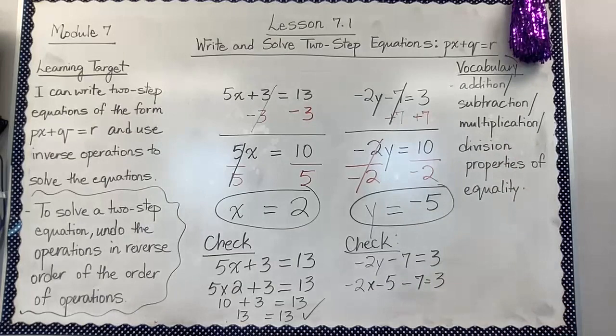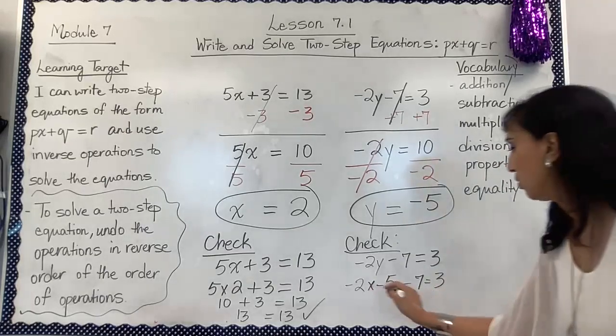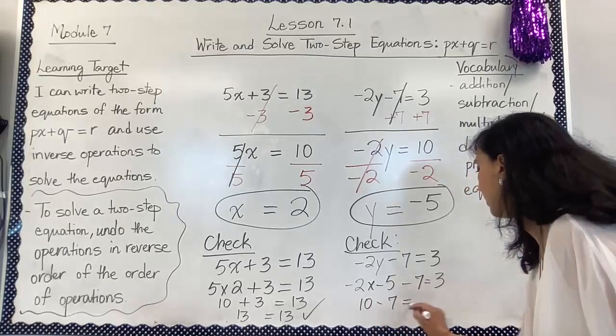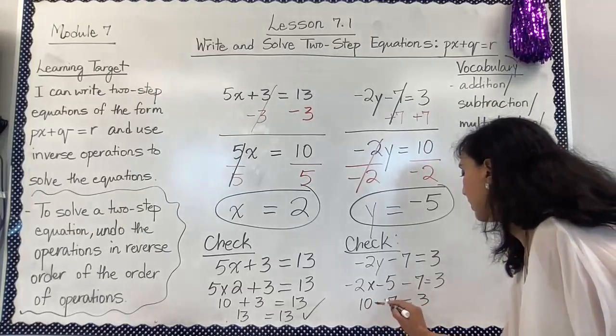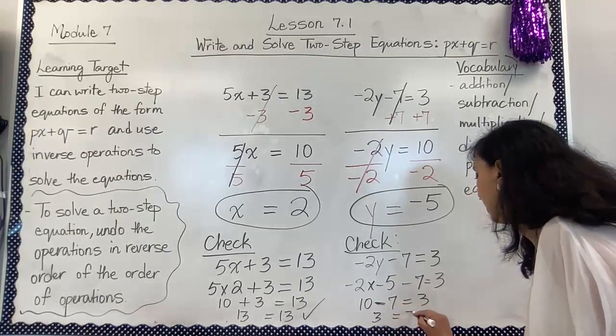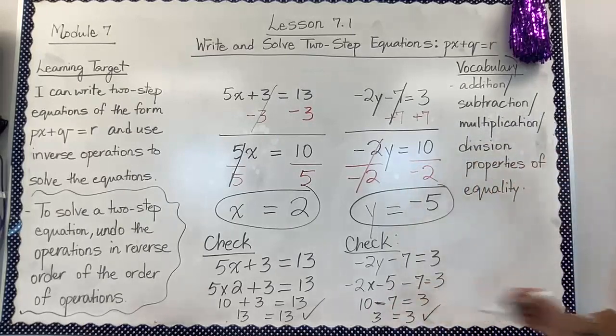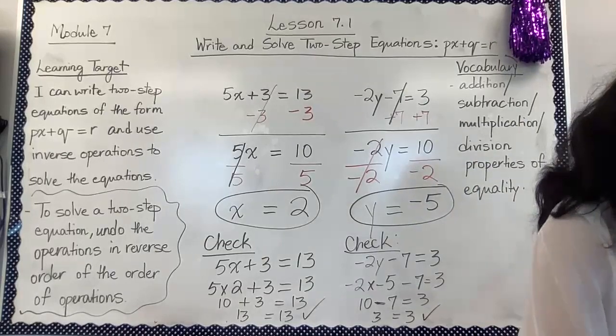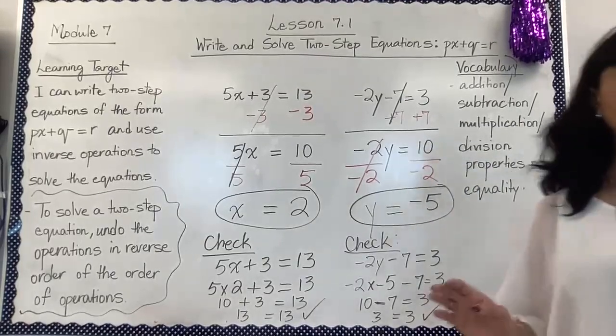Negative times negative gives me positive, so this is 2 times 5. This becomes 10 minus 7 is equal to 3, and 10 minus 7 is 3, which is equal to 3. So the equation, both sides should be completely balanced. So that is correct.